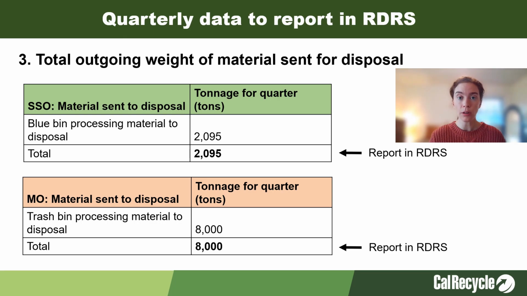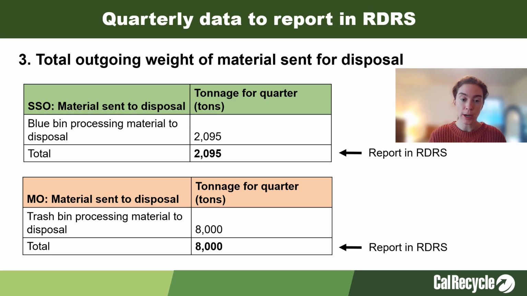Now, the last piece of quarterly data we need to record and report is the total outgoing weight of material sent for disposal. This is not asking for the organic fraction of that material going to disposal, because this is not dependent on any measurements. This is just all the material from SSO and MO that is sent for disposal. So the only material going to disposal from the SSO stream was that residual from the blue recycling bin processing that's happening on site at Trash City. So Trash City sent 2,095 tons of that to disposal in the quarter.